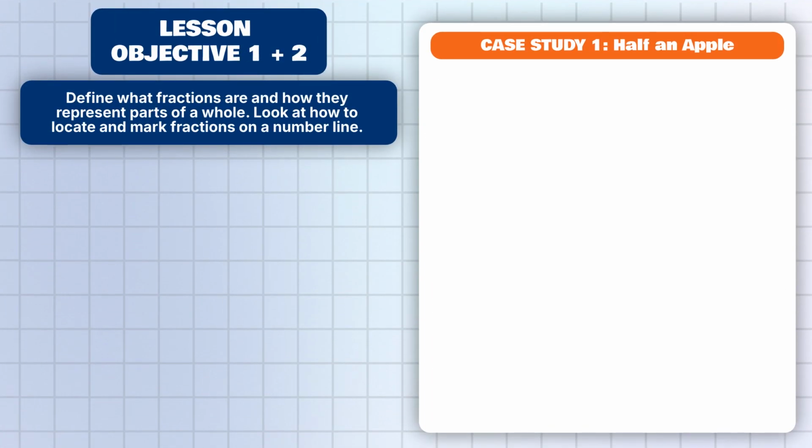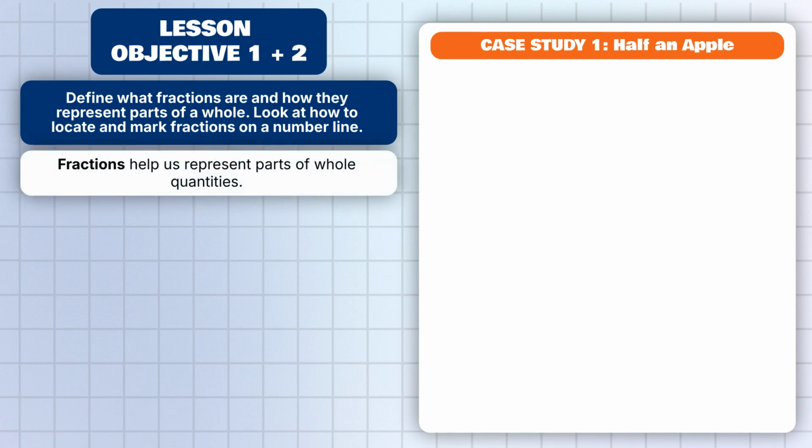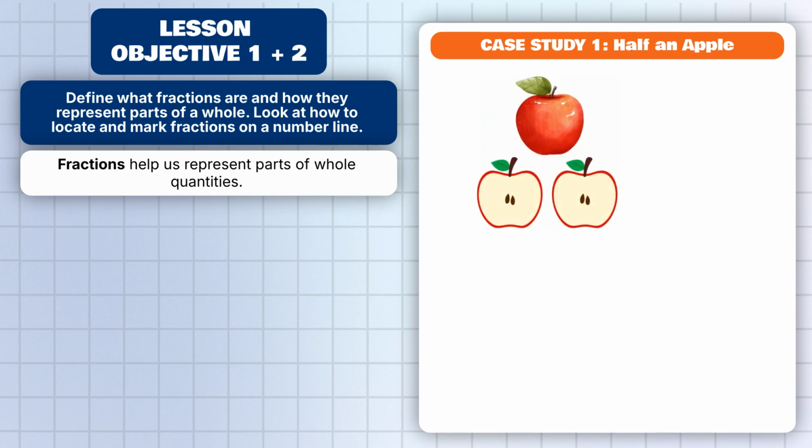Now, we will introduce more numbers in a similar way, that is, fractions. These numbers help us represent parts of whole quantities. Imagine you have an apple and you cut it into 2 equal parts. You now have half an apple. We can express this as a fraction. Even though we started with a physical apple, we can move to an abstract concept. The idea of half can be written as the fraction 1/2.